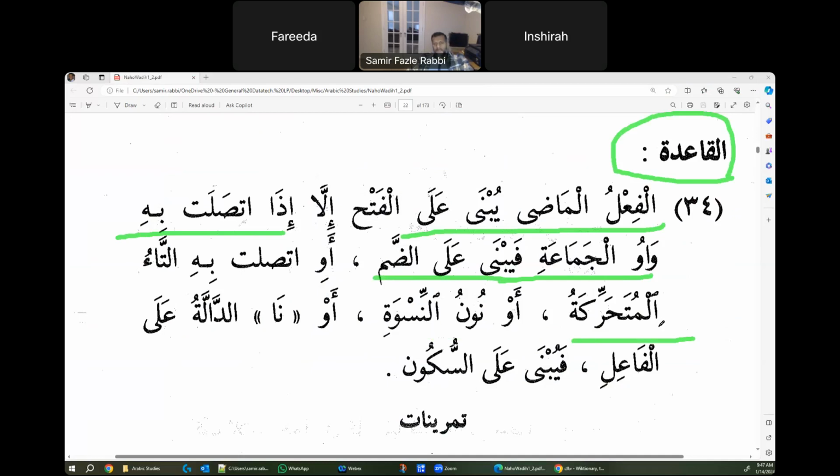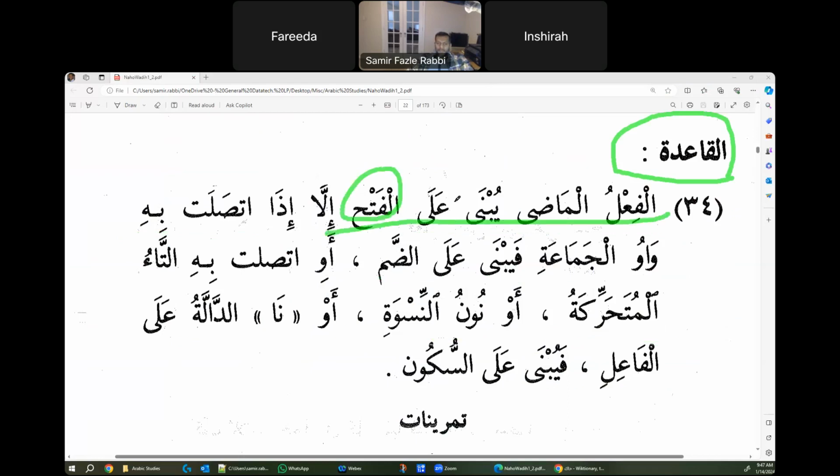So it's saying that the Madi is built upon the fath, except if it's connected with the Waw al-Jama', which is number 1. These are the exceptions now. Let's just color the exceptions. And we'll change the color.